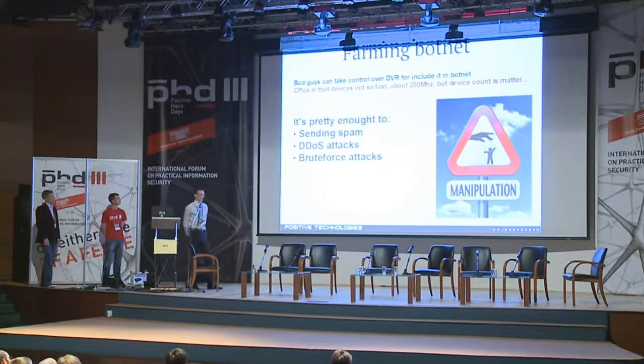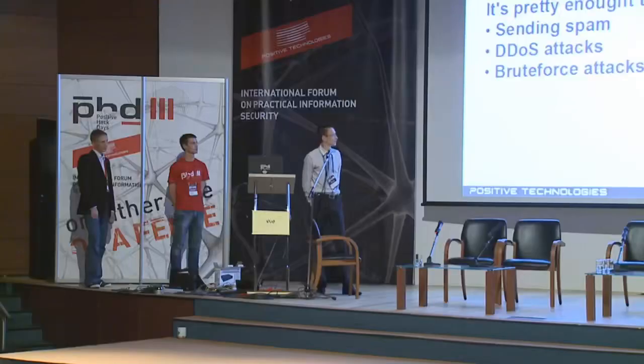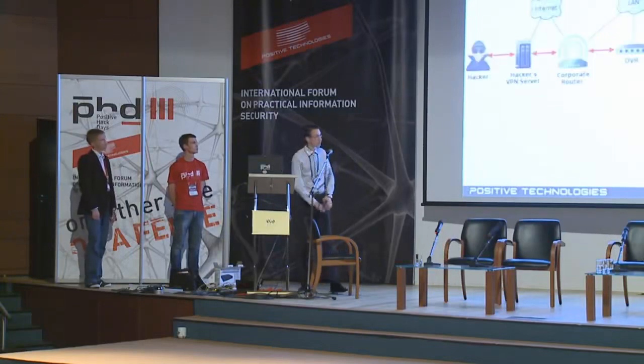The same way we can connect this registrator to a botnet. There are no big botnets with registrators yet, but they could appear very soon. These are not fast devices because all the coding is done in hardware. Processors are only around 200 megahertz, but this is enough to send spam and do DDoS attacks, because there is a big number of DVRs. Also you can calculate passwords from social networks, emails, etc.